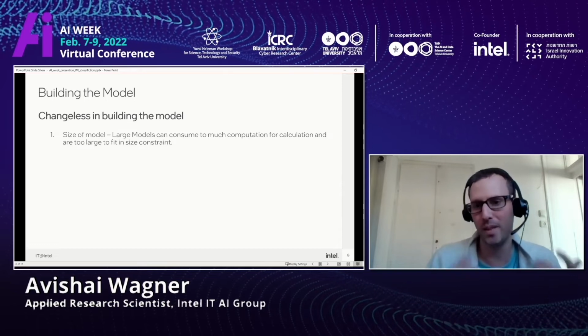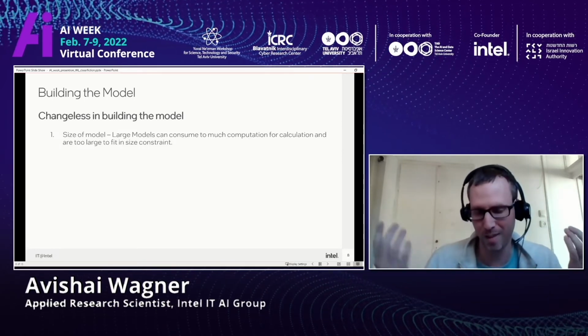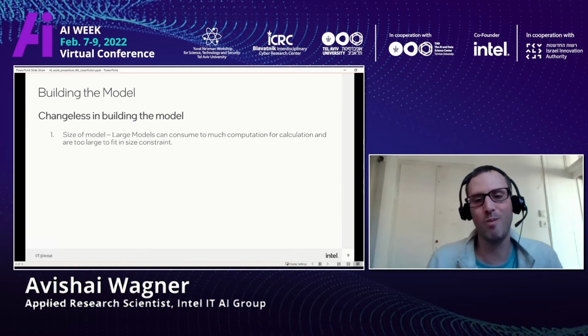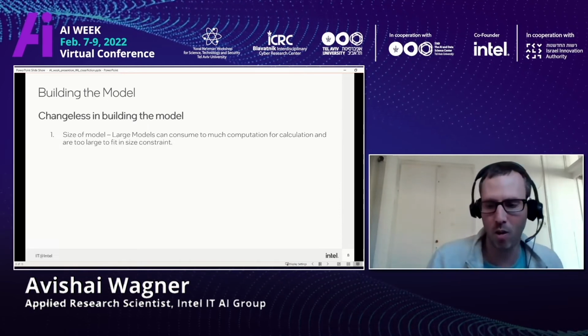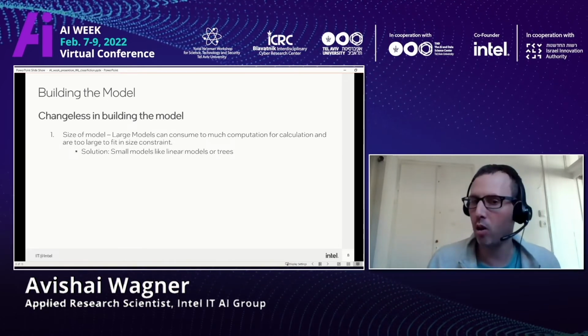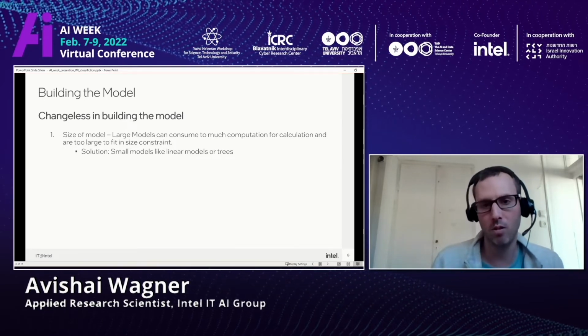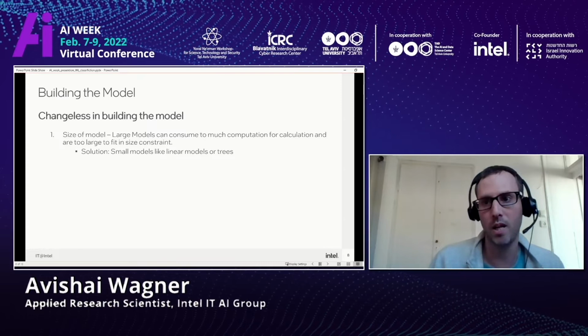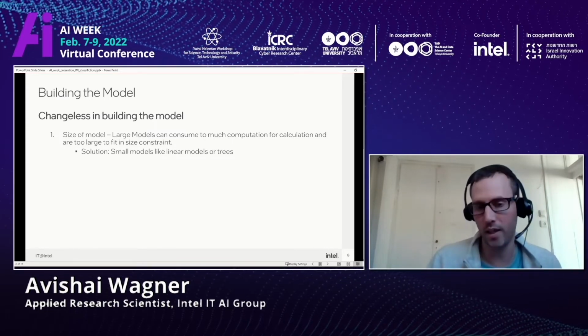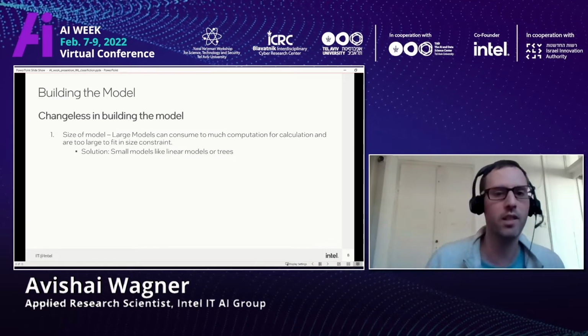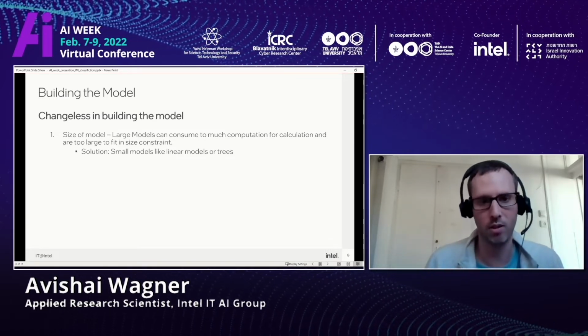I can't put GPT-3 because GPT-3 takes a really long time. So we must use small models like linear models or trees. And this requires lots of pre-processing from us. We must prepare smart features and do lots of feature selection and extraction and pre-processing that you are familiar with.